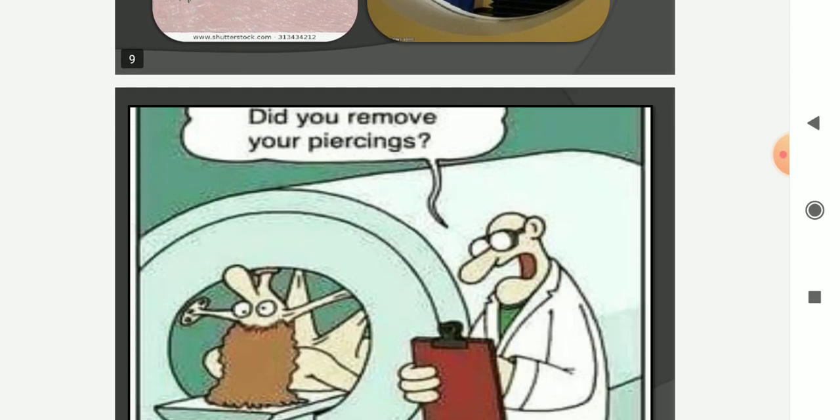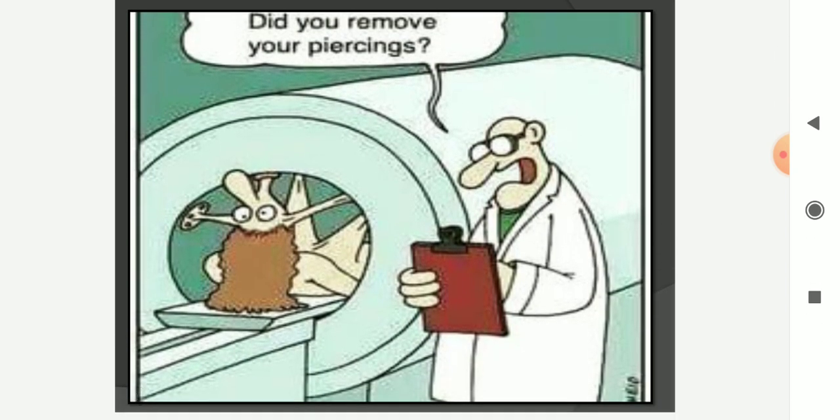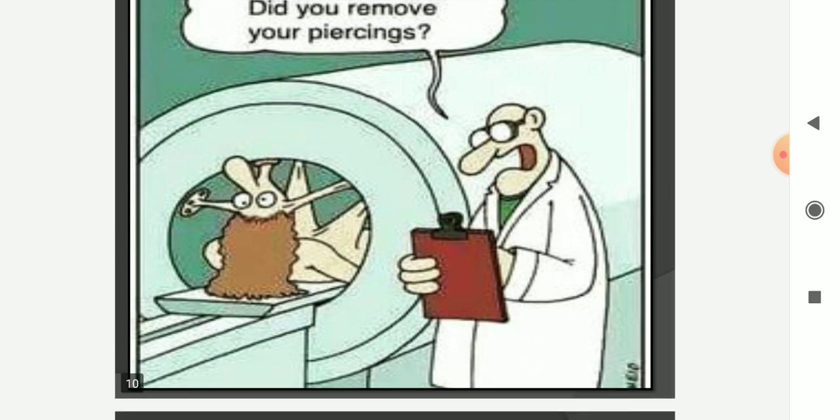So let's go through some signs. Before going through the signs, there are some points which you have to remember: during the procedure there should be no metallic stuff on the body of the patient. This image is showing that metallic things are sticking to the valve.